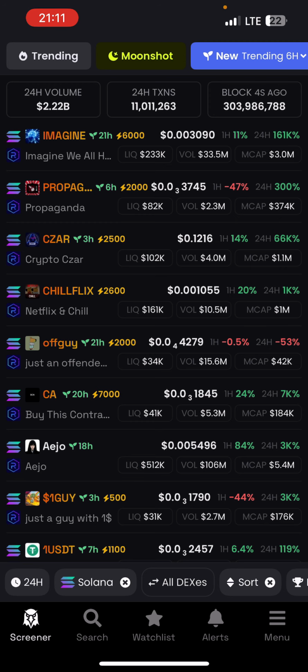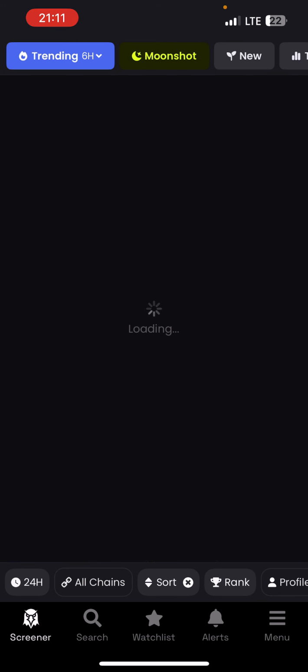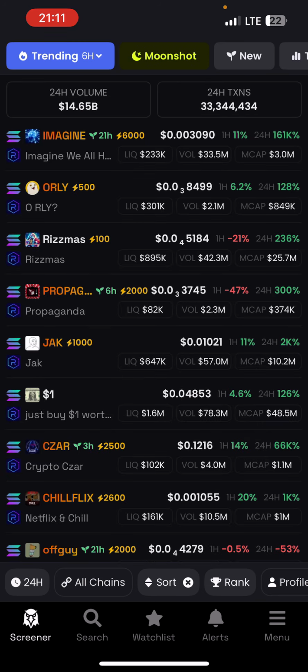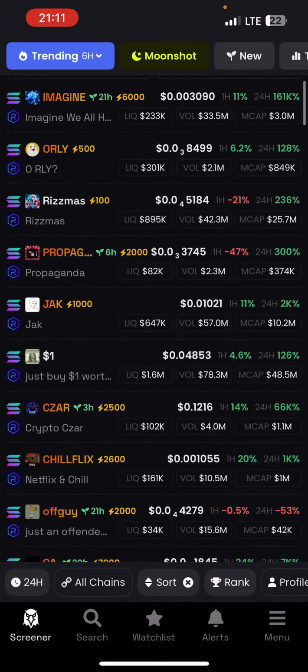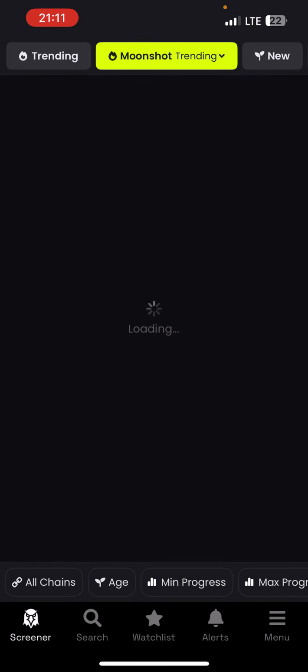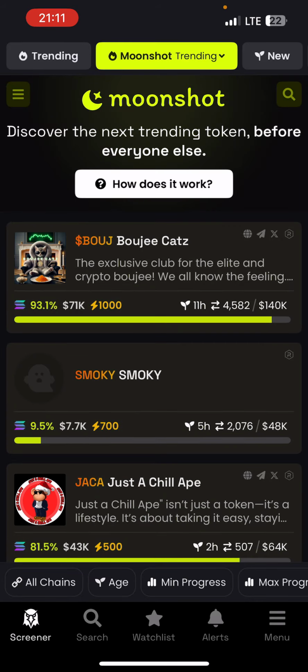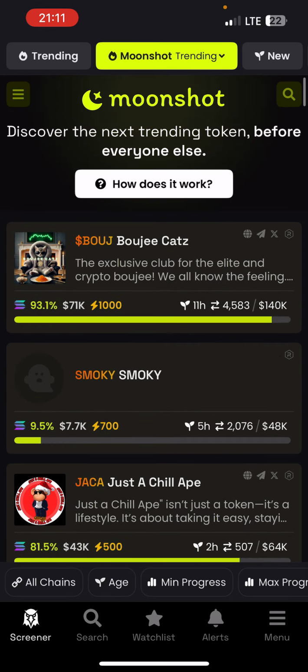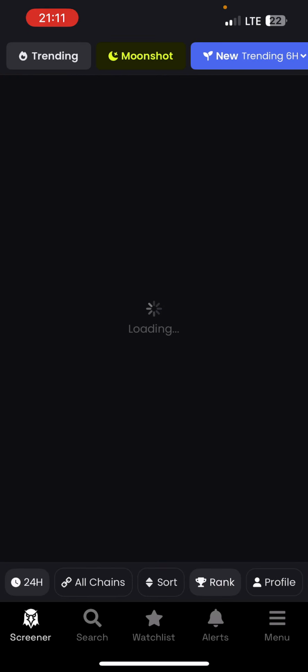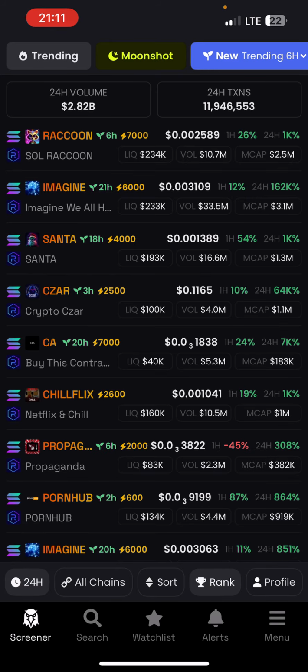We also have trending. You can click on trending. It's going to give you all the trending coins, all the trending Solana meme coins. Then we have Moonshot, which is basically coins that will be dropping. These are coins where they're still building up Solana. You can invest in them in the early stages. Then we have new. These are very, very new tokens. These are very, very new coins.